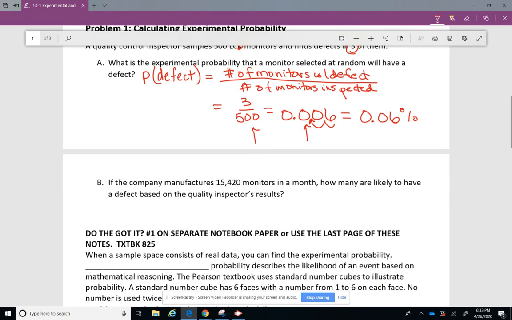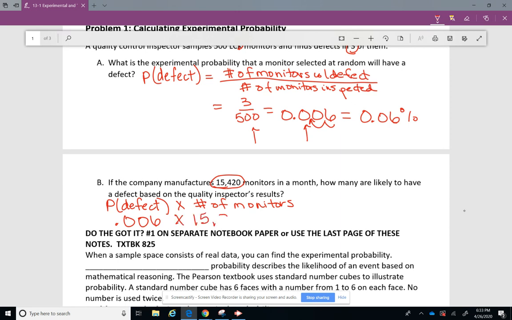All right. If the company manufactures 15,420 monitors in a month, how many are likely to have a defect based on the quality inspector's results? So what you want to do, you want to take the probability of having a defect, which is 0.006. We're going to use the decimal. We're not going to use the percent. We're going to multiply by the decimal. And you're going to multiply times the total number of monitors to see about how many of them are most likely to have a defect.